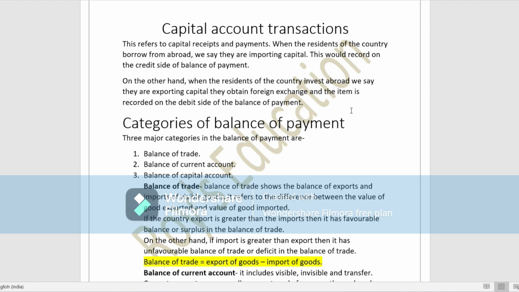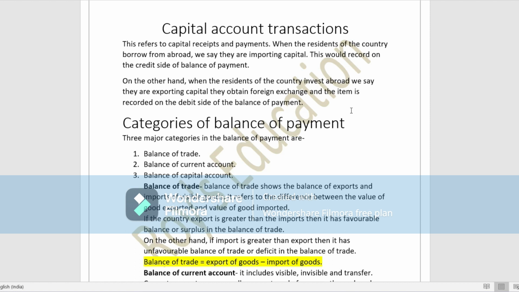When they invest abroad, that means they are exporting capital, and so that item would be recorded where? On the debit side of the balance of payment. That means when any resident of a country borrows from abroad, they are importing capital, and this will be recorded on the credit side. And when they are investing abroad, they are exporting capital, and that would be recorded on the debit side of the balance of payment.